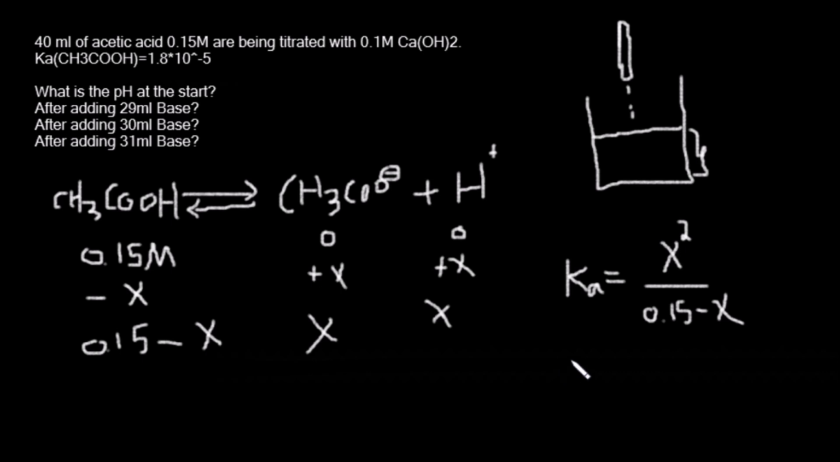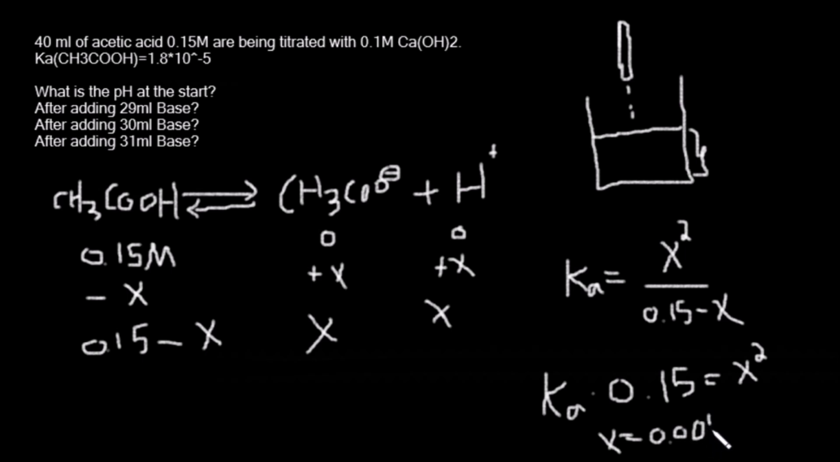So we're going to get Ka times 0.15 equals X squared. And don't forget that X is the concentration of H+. That's what matters to us to find the pH. So if you do the calculations, you're going to get X equals 0.0016.